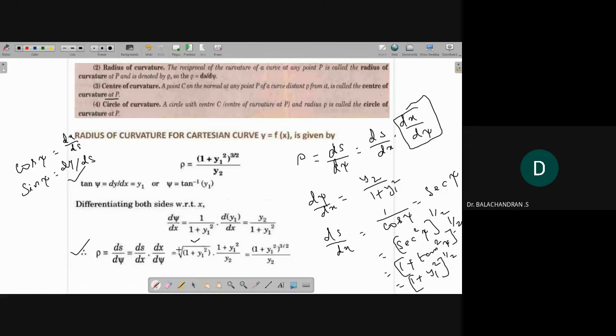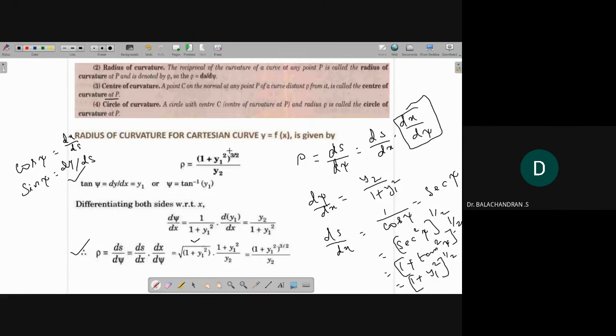That is this portion. And next, dx by dpsi is the reciprocal of d psi by dx, which is 1 plus y1 square divided by y2. So if you multiply these two, the numerator is 1 plus y1 square whole power 3 by 2, divided by y2. So I think you can get the formula. I think this is the easiest way to derive this formula.